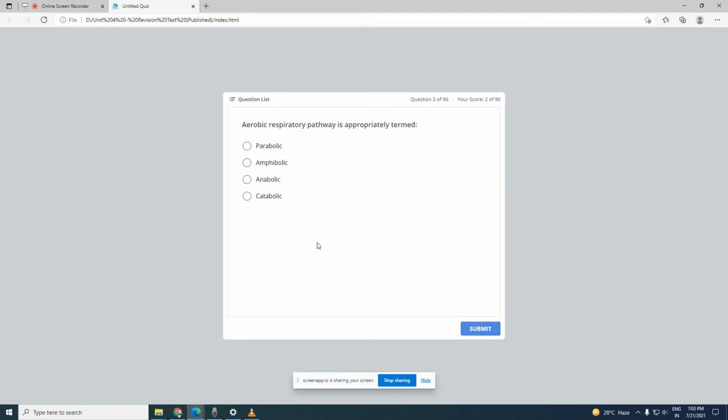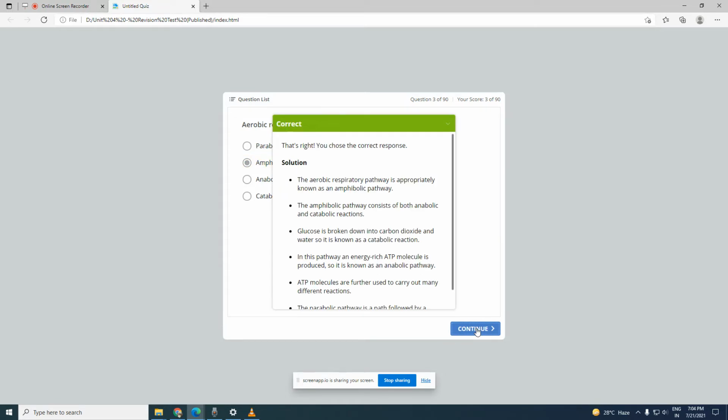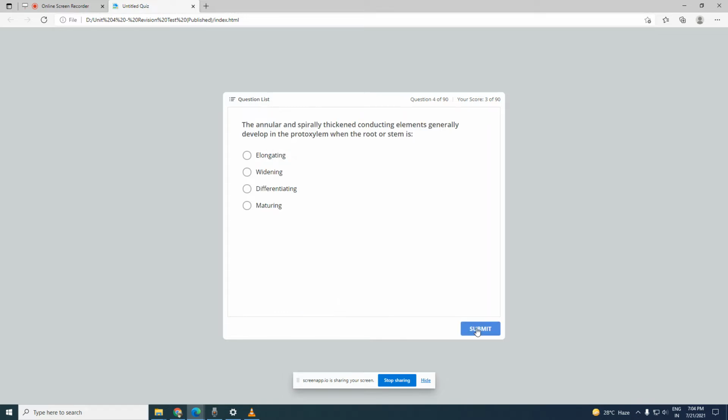Let's go to the third question. Aerobic respiratory pathway is appropriately termed as: amphibolic, parabolic, anabolic, or catabolic. So think twice before writing the answer. Is it option A, B, C, or D? The right answer is amphibolic. The next question.